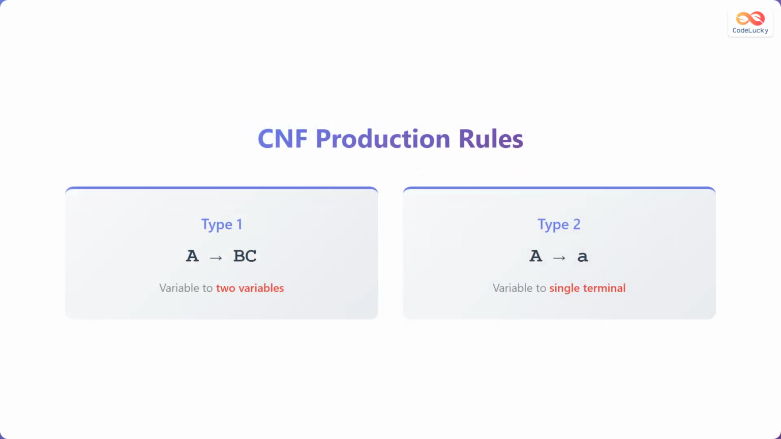A context-free grammar is in Chomsky Normal Form if every production rule is of one of two forms. First, a variable produces two variables, written as A derives BC. Second, a variable produces a single terminal, written as A derives a. In the first form, A produces B followed by C, where A, B, and C are all variables. In the second form, A produces a, where A is a variable, and a is a terminal symbol. These two forms are the only allowed production rules in Chomsky Normal Form.